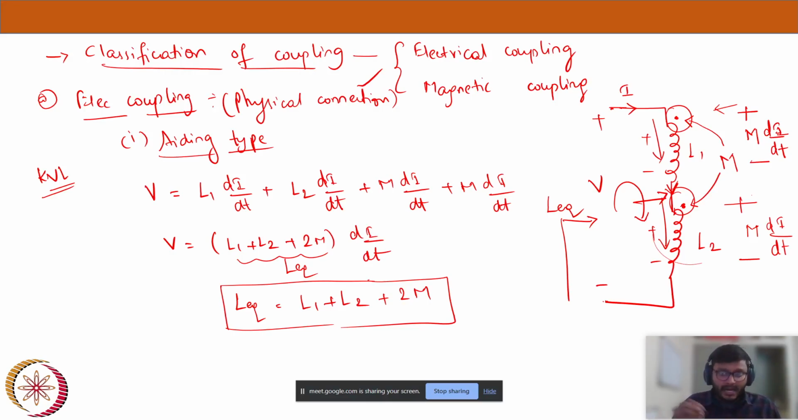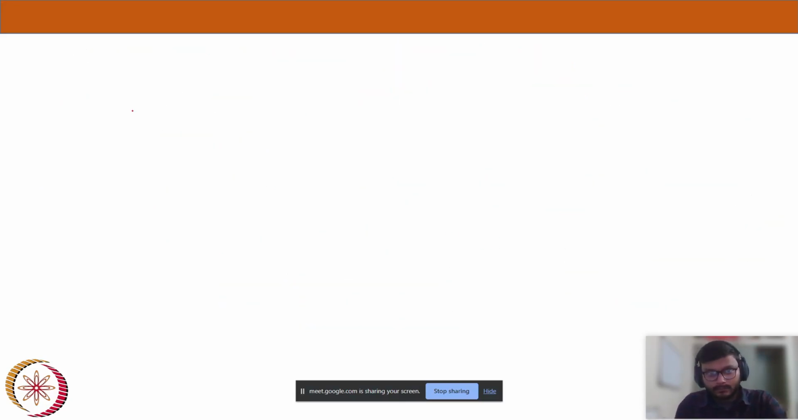Now the same kind we will see for an opposing type. It's simple, same concept, but just with the difference in the placement of the dot polarity, the inductance will change. We will look into that. Now, opposing type.